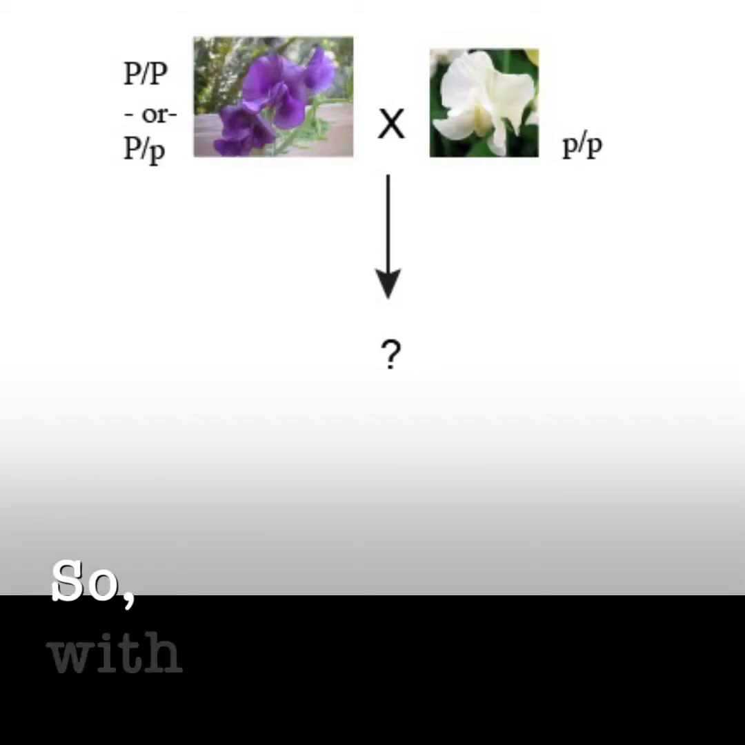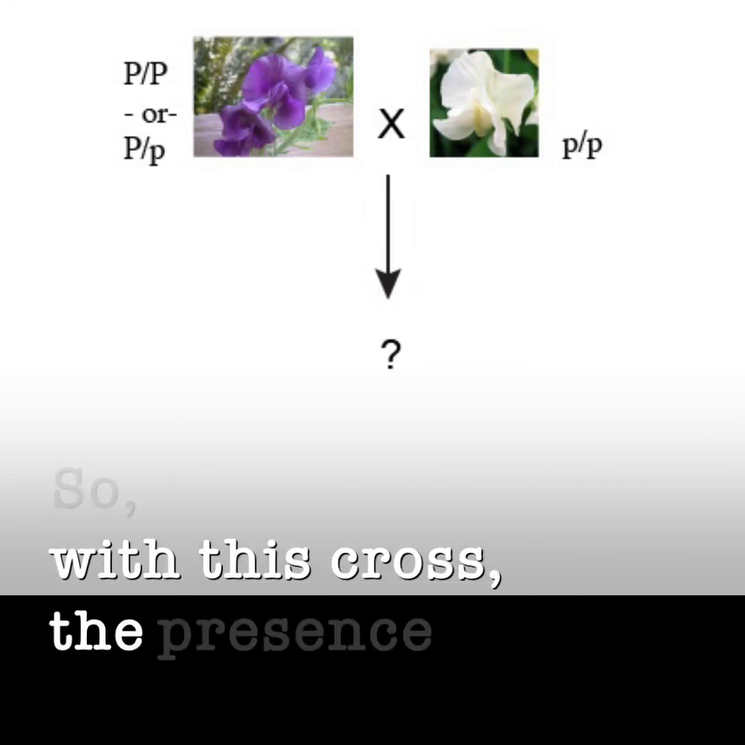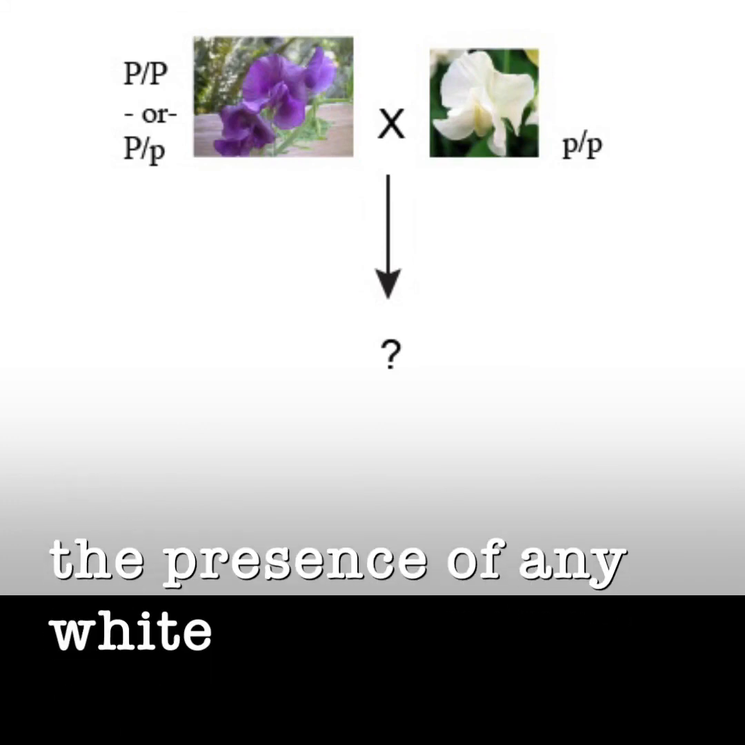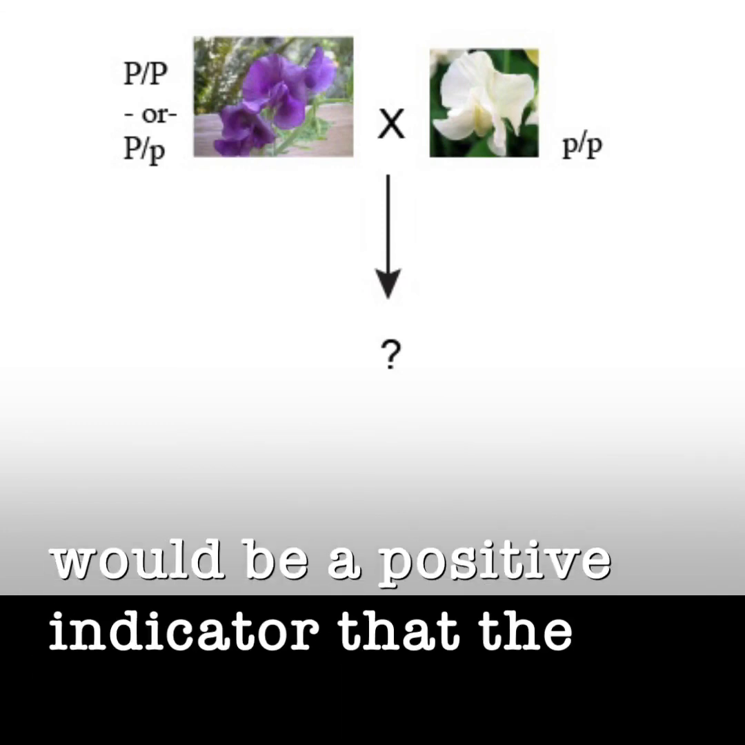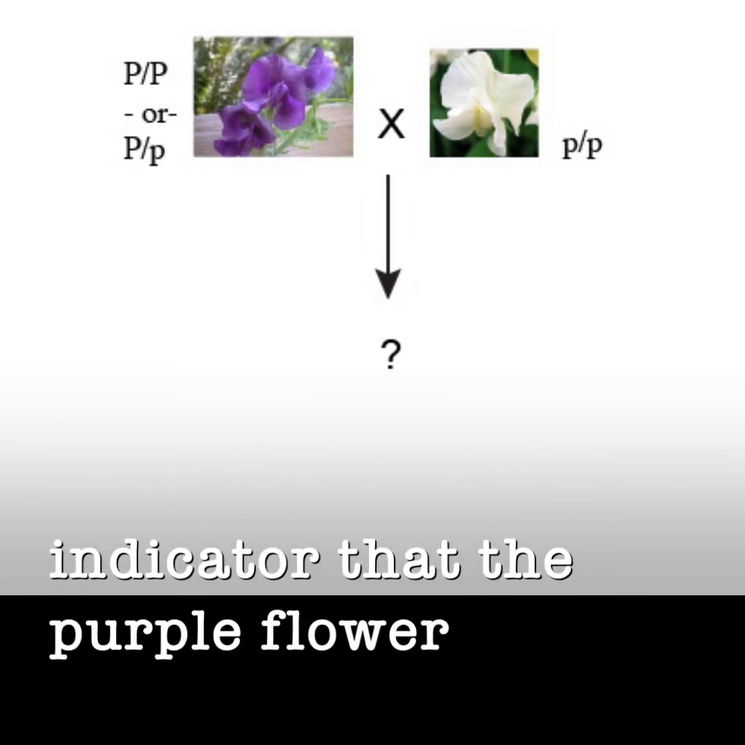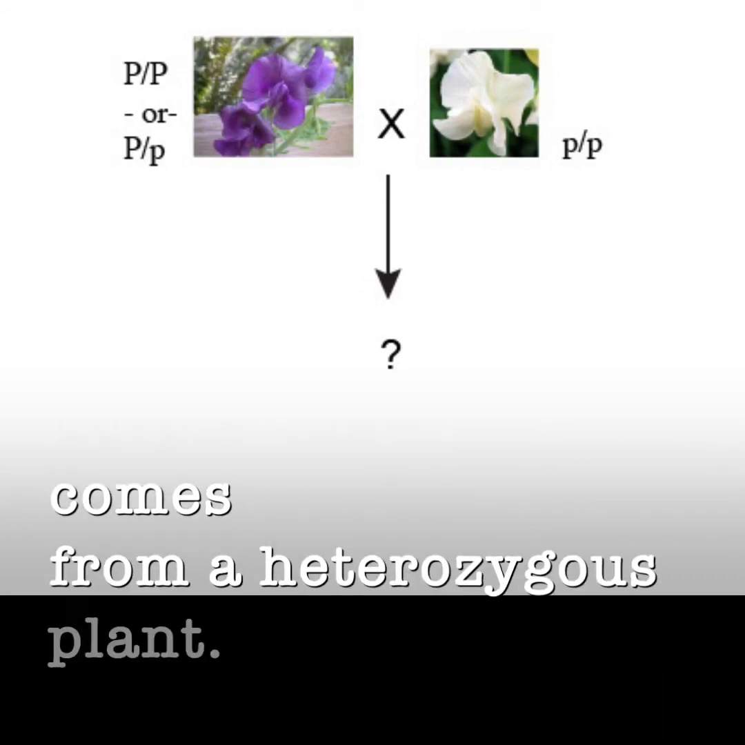So, with this cross, the presence of any white offspring would be a positive indicator that the purple flower comes from a heterozygous plant.